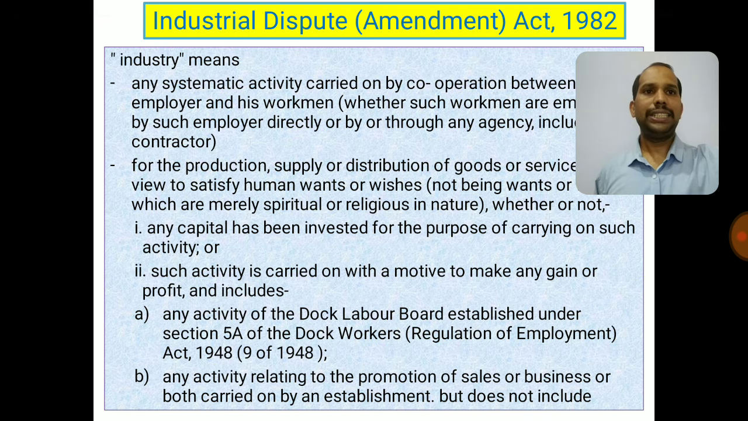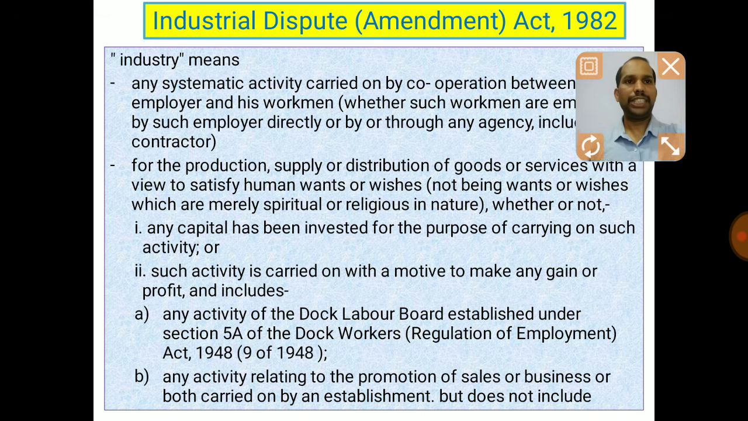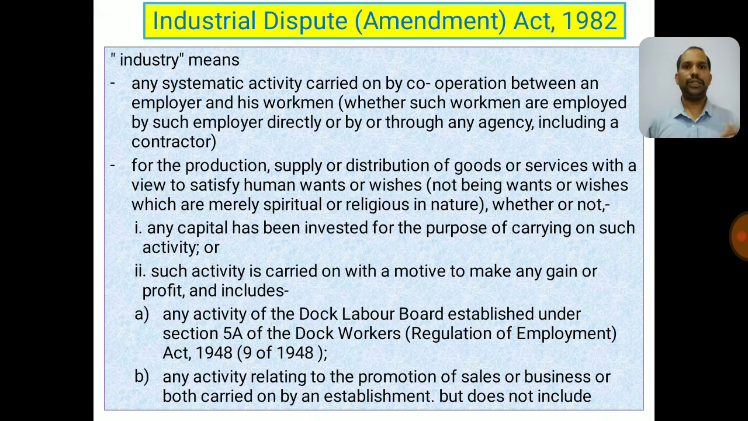Now what happened in the year 1982? There was an Amendment Act on Industry. So the definition of industry is again being discussed here. I am not explaining the definition again. You can read through it. You can take the screenshot, which is again discussing a few major aspects. There is one major aspect I would like to explain. Any capital invested for the purpose of carrying on such activity, and such activity carried on with the motive to make any gain or profit. So the intention of profit is not important here.